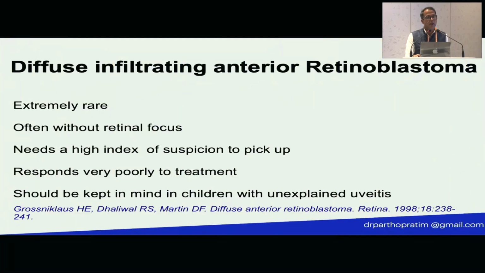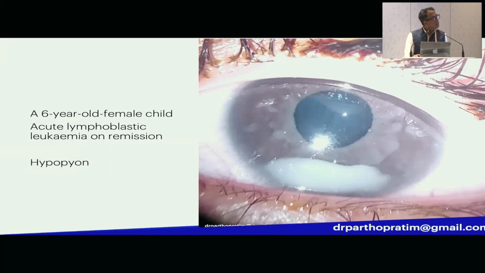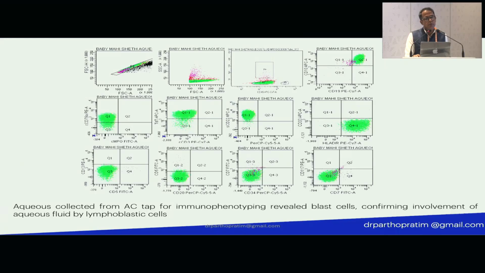So be careful. And the last case of my talk is a 6-year-old female child, again a known case of leukemia in remission, who presented with a hypopyon-like picture. When this aqueous was collected and immunophenotyping was done, these were actually blast cells. So these are not inflammatory cells; these are a collection of malignant cells which can mimic anterior chamber inflammation.